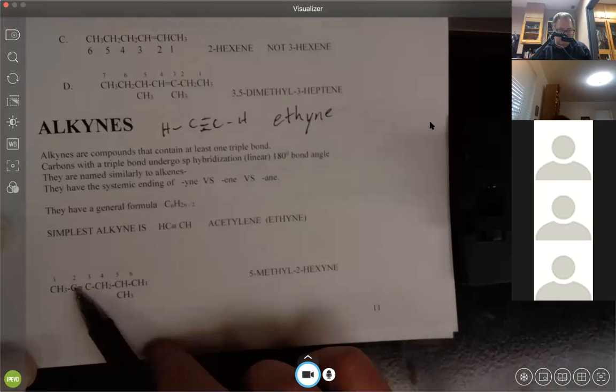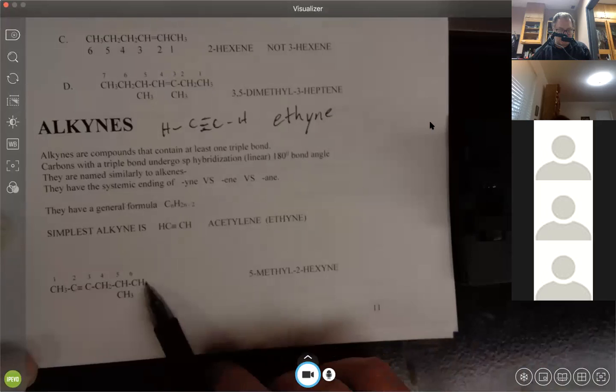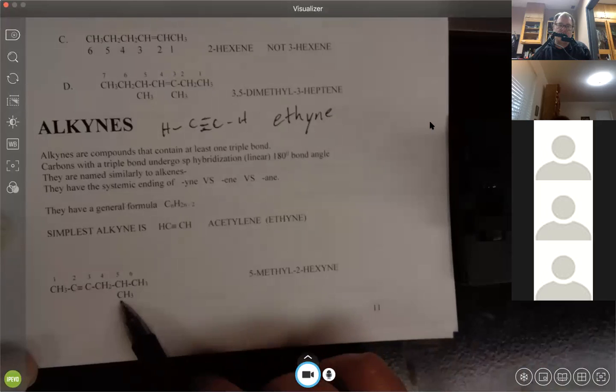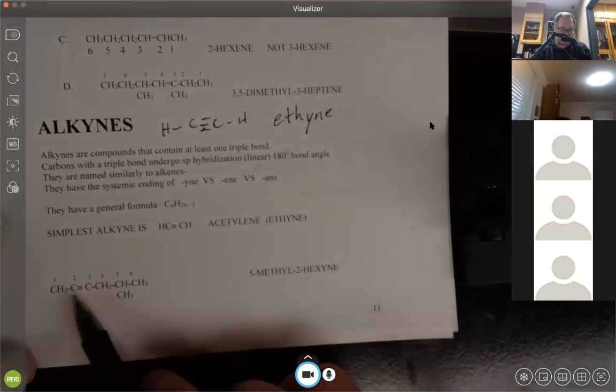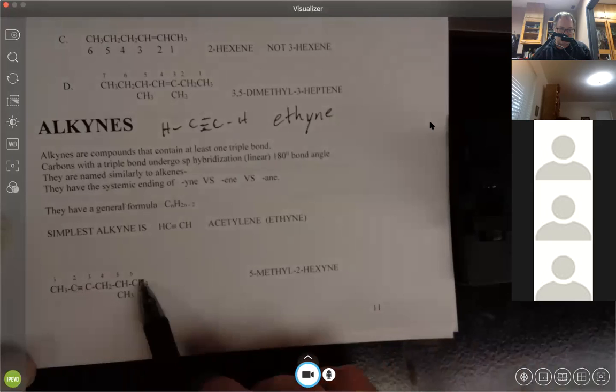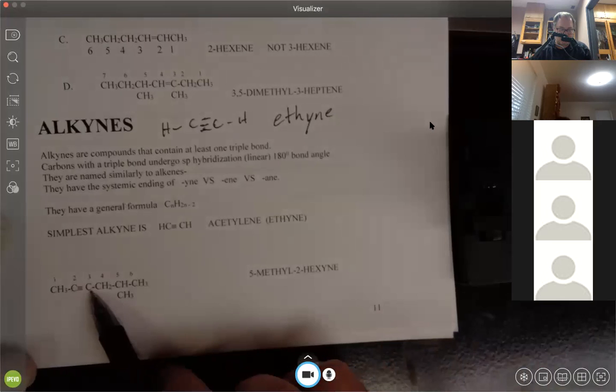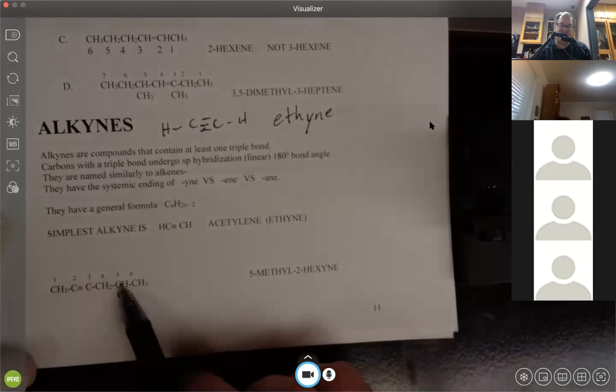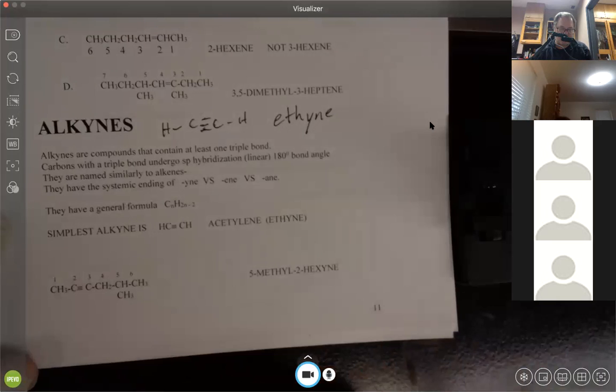So 1, 2, 3, 4, 5, 6. Notice here, we could give this a 2, but we want to give the lowest number we can to this. So 1, 2, it's between 2 and 3. So that's 2. 1, 2, 3, 4, 5, 6. 2-hexyne. 1, 2, 3, 4, 5. Coming off the 5th carbon is 1 methyl group.